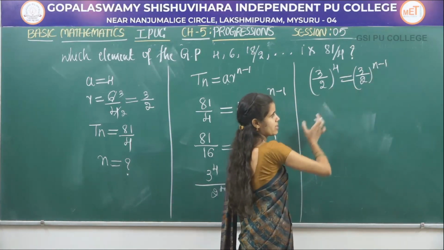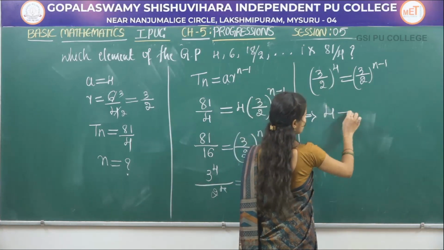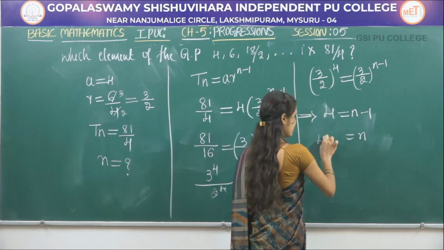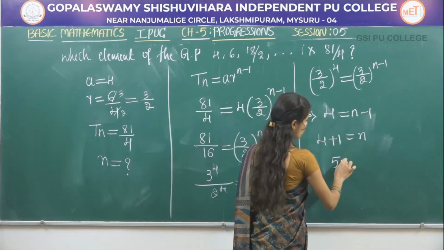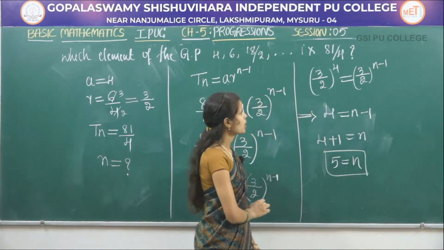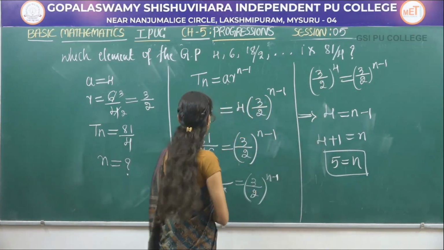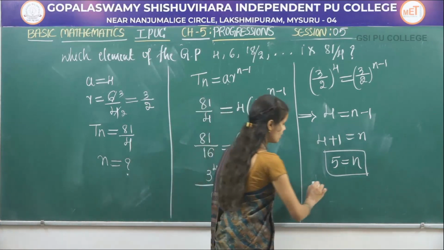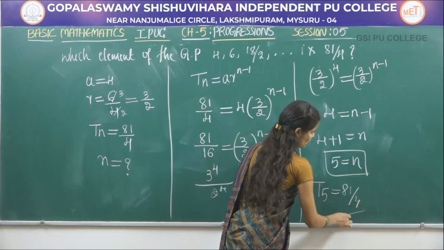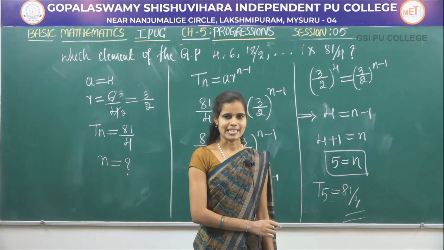Here observe, the base is the same and these two terms are equal, so 4 is equal to n minus 1. Therefore n is equal to, taking this term to the left side, it becomes plus 1, so 4 plus 1, 5. Therefore n is equal to 5. Therefore 81 by 4 is the fifth element or fifth term of the GP. So T5 is equal to 81 by 4. Okay, we will continue in the next class. Thank you.